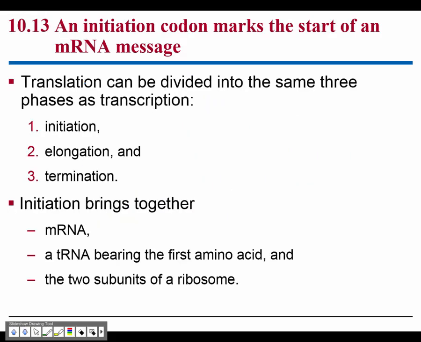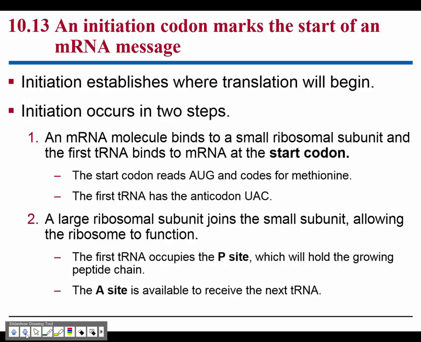And so we can divide this into three phases: initiation, elongation, and termination. The initiation brings together mRNA, a tRNA that has the first amino acid, and the two subunits of the ribosome. That starts the initiation. And then when more tRNA comes in, that continues, and it kind of builds from there. So initiation has two steps.